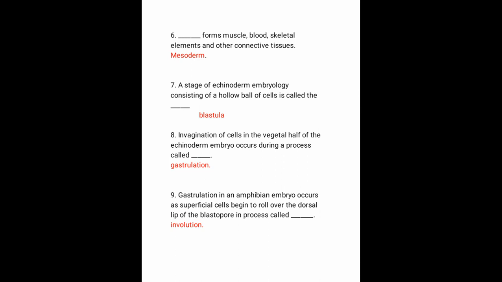Eighth: invagination of the cells in the vegetal half of the echinoderm embryo during this process is known as gastrulation. Ninth: gastrulation in an amphibian embryo occurs as superficial cells begin to roll over the dorsal lip of the blastopore. This process is known as involution.